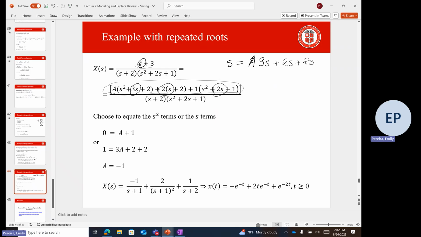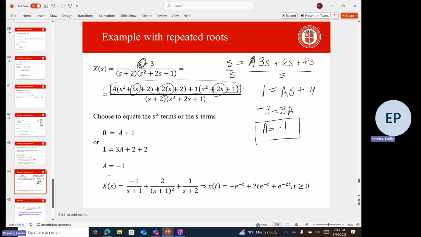And so all the s terms should be equal to the s terms on the other side, and so now we can solve for a. So we have 1 is equal to, so we can divide by s first of all on both sides. So we get 1 is equal to 3a plus 4. And so 3a is equal to -3, and so a is equal to -1. Okay, and that's what we got here.